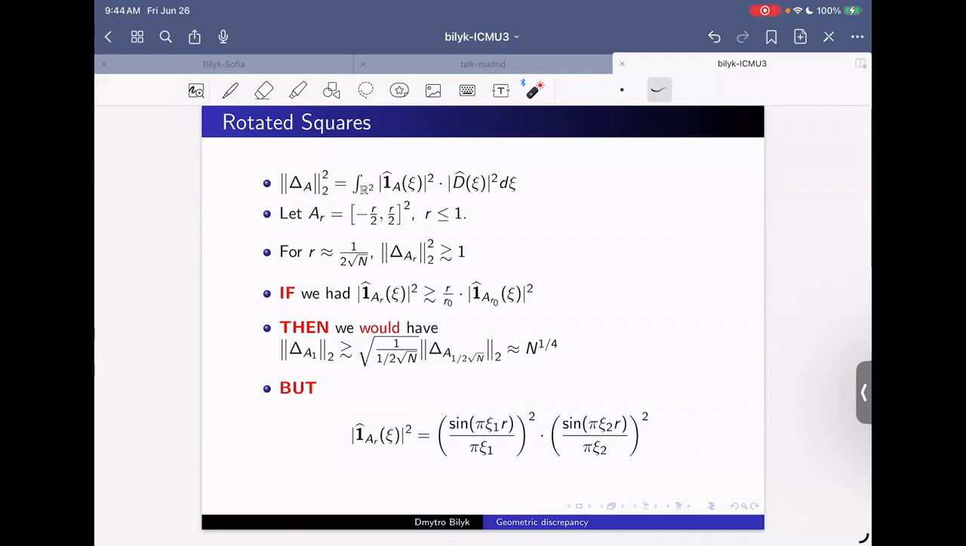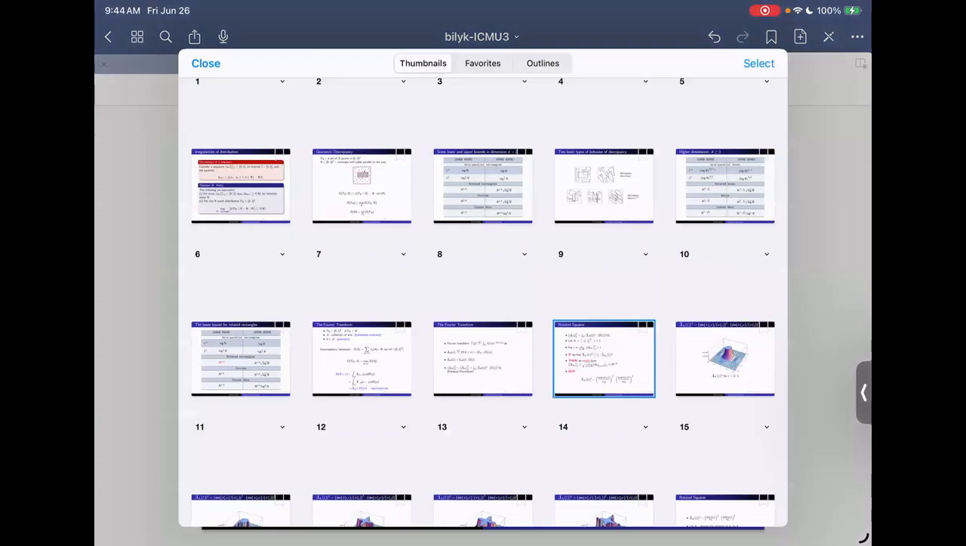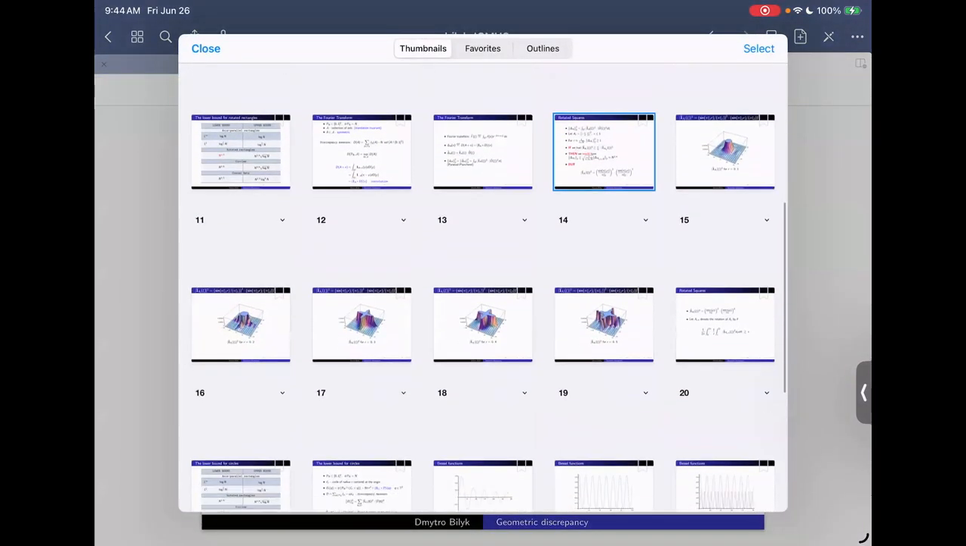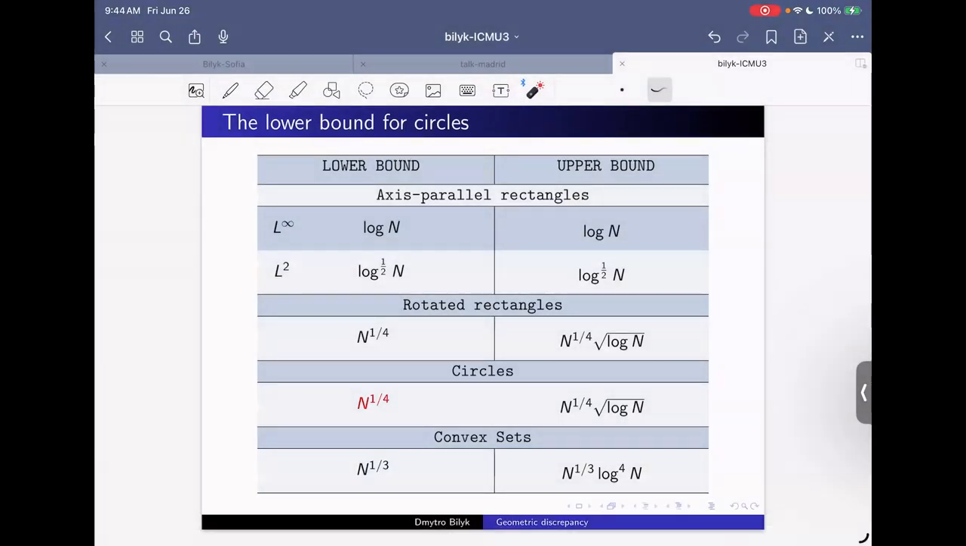All right. Okay, and in the last 15 minutes, I will talk about another bound, which is very, very similar. So this is the bound for discrepancy with respect to circles. Somehow philosophically, it's almost the same. Well, and it's not surprising that you get the same quantity, the same power of n.